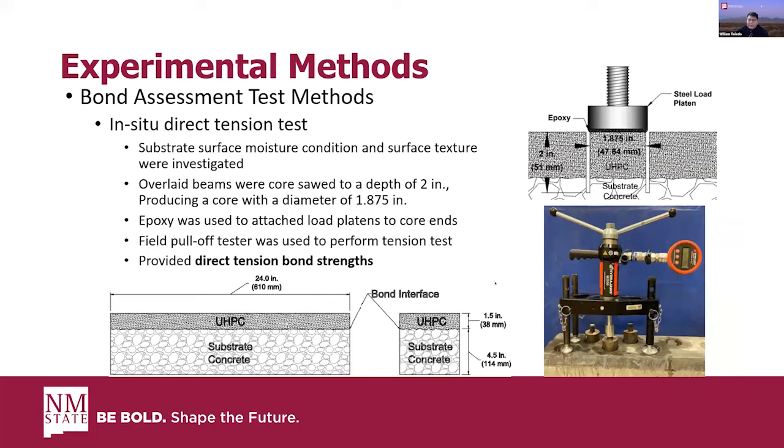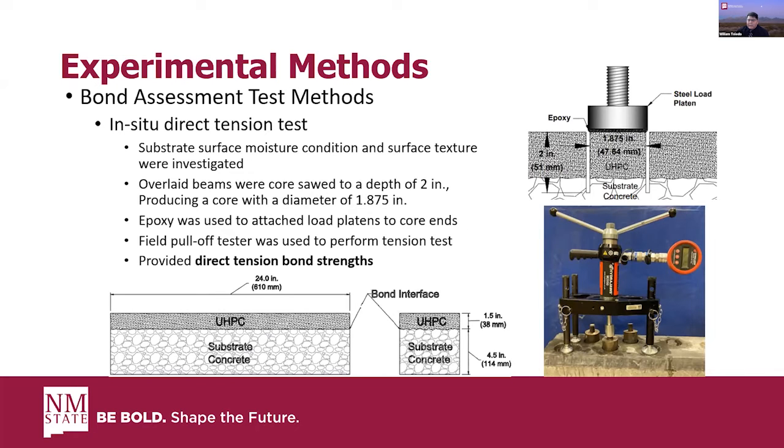Okay, so now we want to go into the experimental methods of this study. First, going over the bond assessment test method, which is the in situ direct tension test. So we use this test to investigate substrate surface moisture condition and surface texture. So we made these specimens by first casting substrate concrete in a 6 by 6 by 24 inch beam mold at a depth of 4.5 inches, texturing that surface, and then overlaying it with a 1.5 inch thick UHPC overlay, as shown in this illustration.